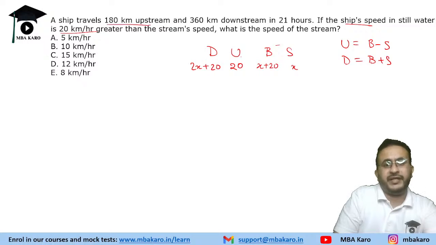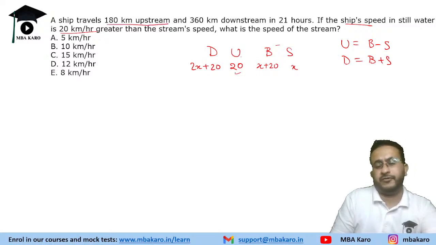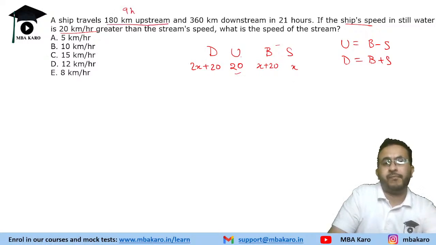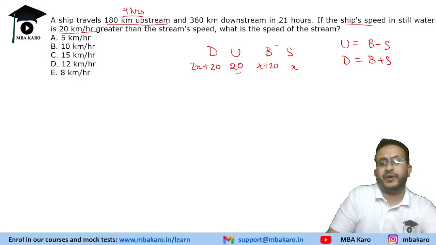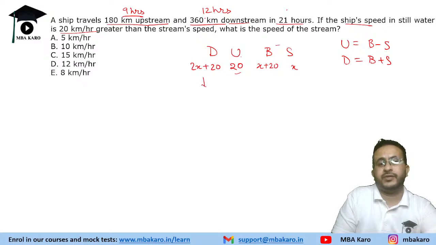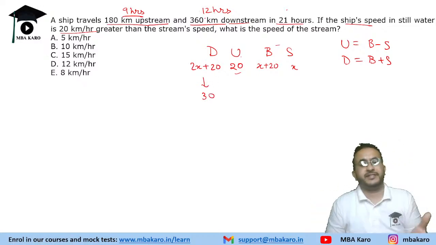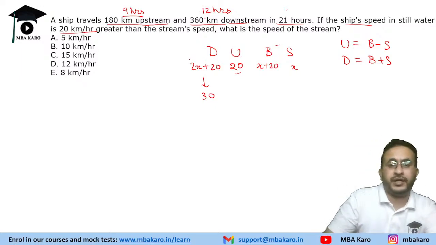So for 180 kilometers upstream, at the speed of 20, it will take 9 hours. Right? Total is 21 hours there. That means here it will take 12 hours to go 360 kilometers. Right, so what speed do we get? That is equal to 30. 360 kilometers in 12 hours, speed is 30 kilometers per hour. So x will be 5.